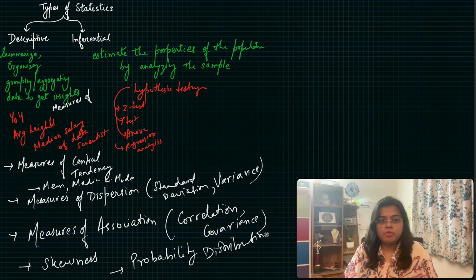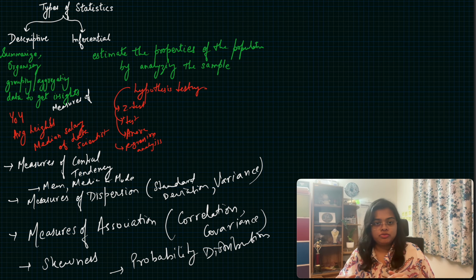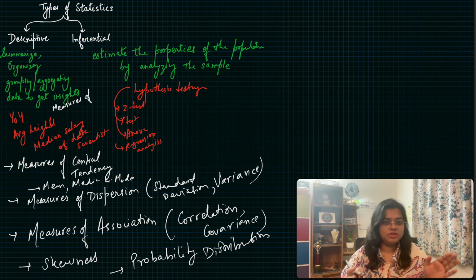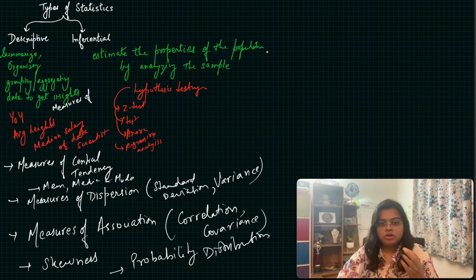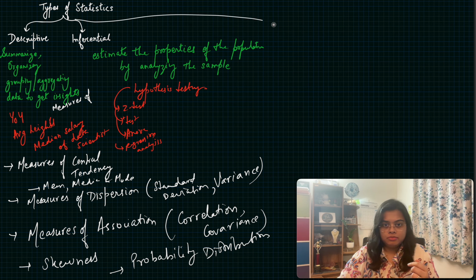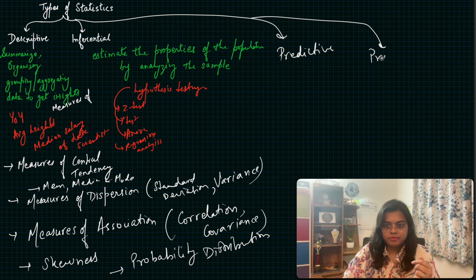So there's a list of topics. These are the major topics that you need to know when it comes to descriptive statistics and inferential statistics. Apart from that, there are two other types of statistics which you will not commonly find across different sources, which is predictive and the other one is prescriptive.